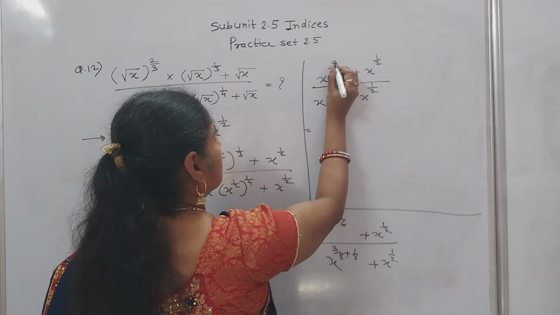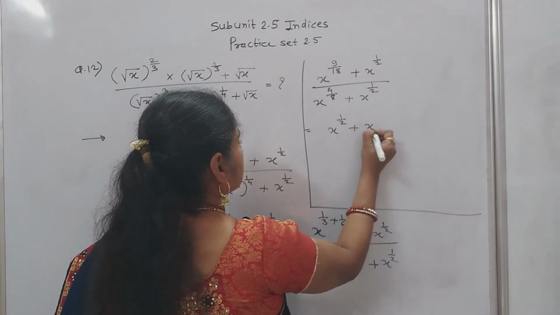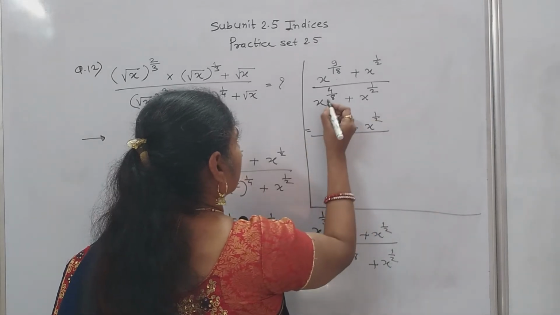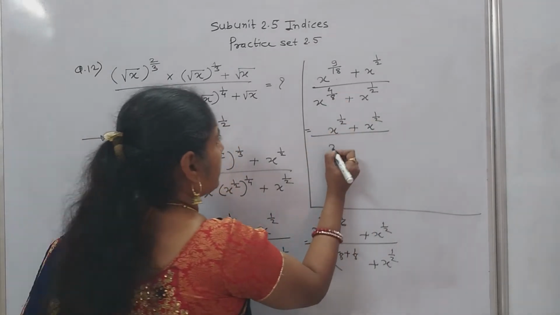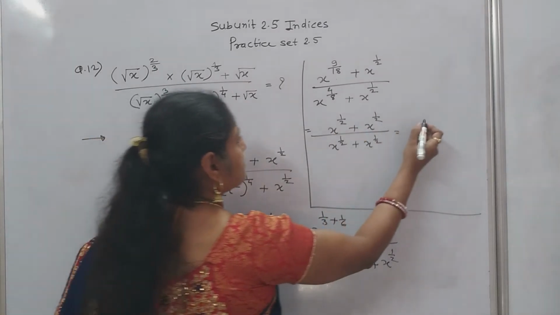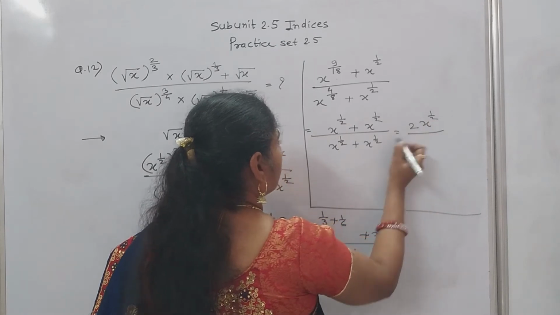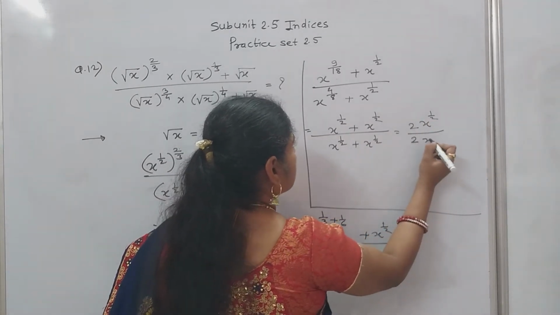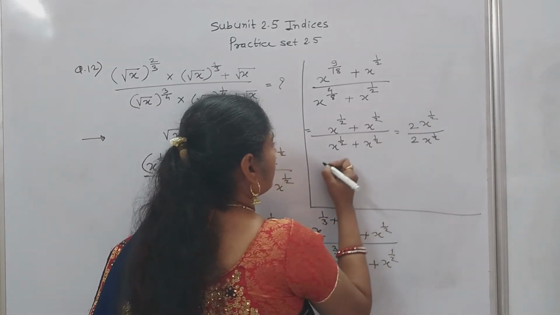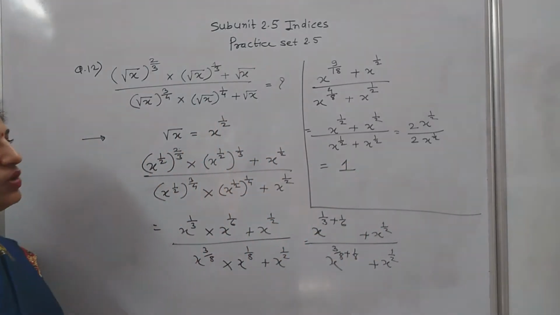Now 9 ones are 9, 9 twos are 18, that is x raised to 1/2 plus x raised to 1/2, divided by 4 upon 8, x raised to 1/2 plus x raised to 1/2, that is 2 times x raised to 1/2 in numerator, and denominator also 2 times x raised to 1/2. Now numerator and denominator are equal, so answer is 1. Our answer is 1, option number 2.